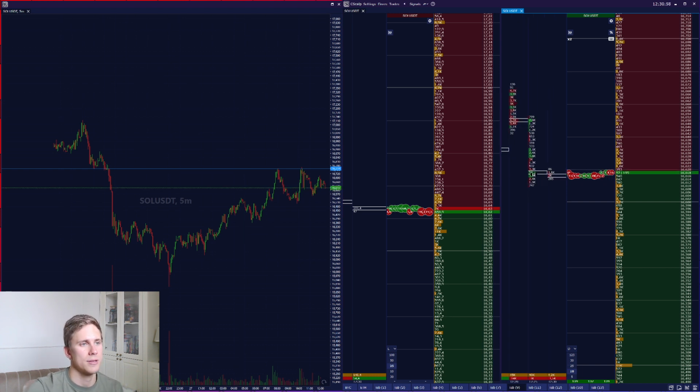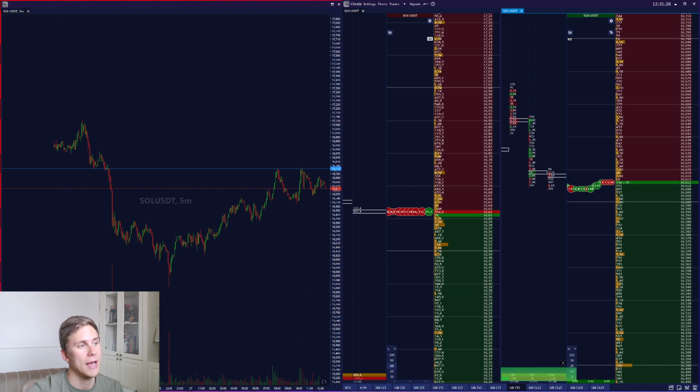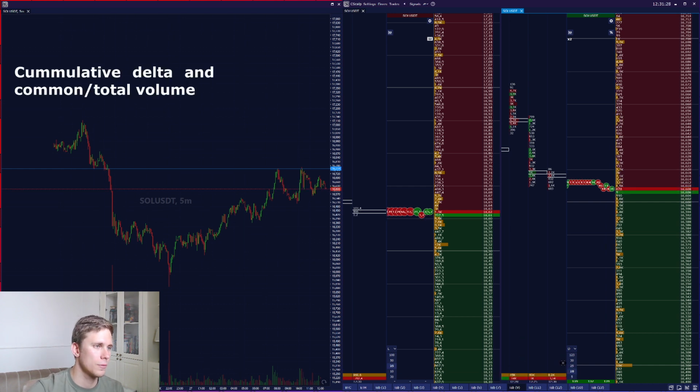Let's look into details. Green color buyers, red color sellers. The cluster is colored with the color of which side has showed predominance by the moment of 5 minutes or other time frame expiration. In this part, we see the cumulative delta and common volume. Common volume is the total volume of contracts per 5 minutes, both sales and purchases, while cumulative delta is the difference between buyers and sellers.